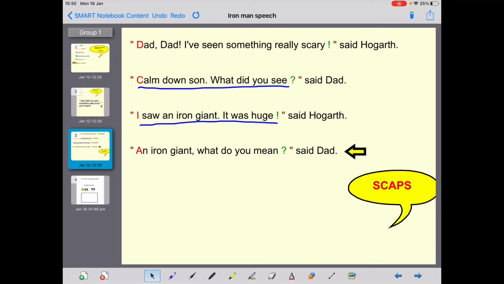Can you spot the SCAPS punctuation in this sentence? Don't forget the acronym, it's here, SCAPS. Can you see the punctuation? Very good. Speech marks, capital letter, actual words spoken, punctuation and speech marks. Again, we've done it properly. Where would your blue line go?